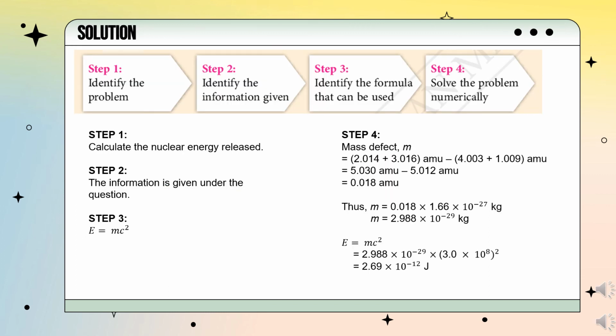In order to solve this problem, you are advised to follow these 4 steps. The first step is to identify the problem. The second step, identify the information given. The third step, identify the formula that can be used based on the problem and the information given. The last step is to solve the problem numerically.